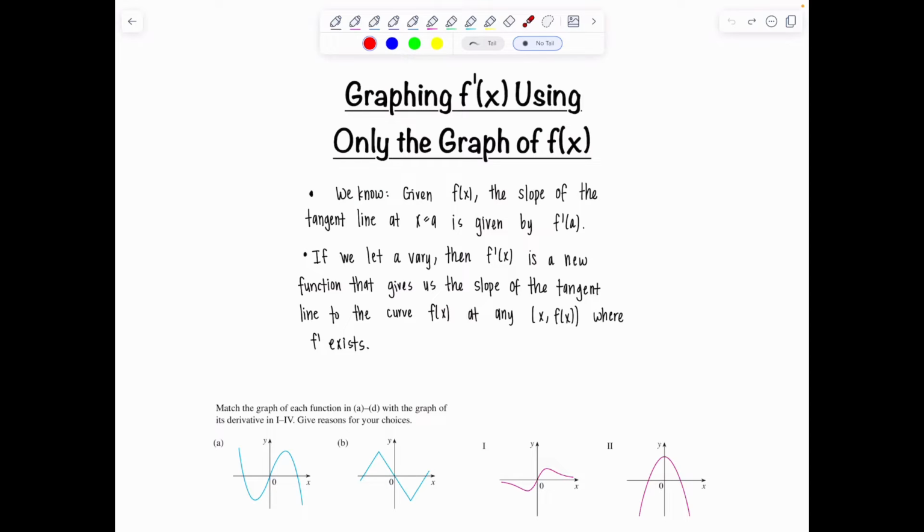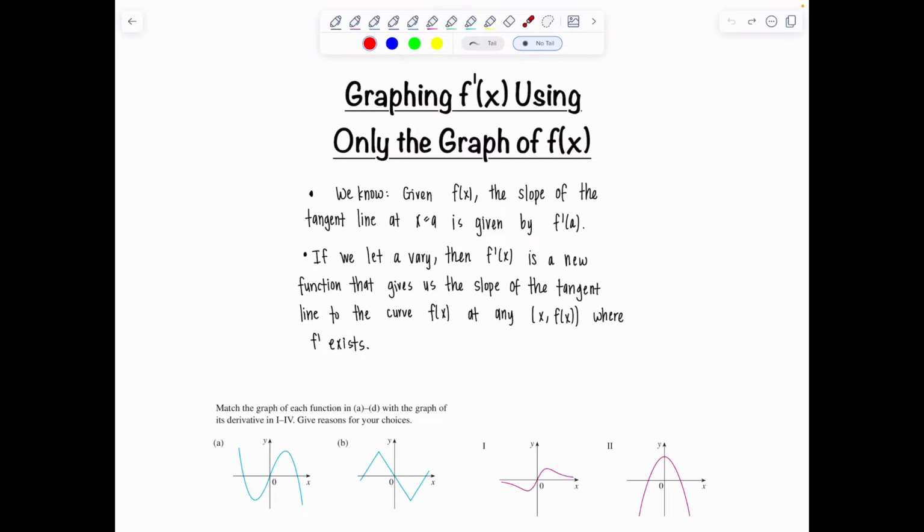Just as a quick recap, what we should know up to this point is that when you're given a function f of x, the slope of the tangent line at some point x equals a is given by f prime of a. And depending on where you are in the semester in calculus, either you compute f prime of a using the limit definition, or if you're further along, then you know your differentiation techniques.